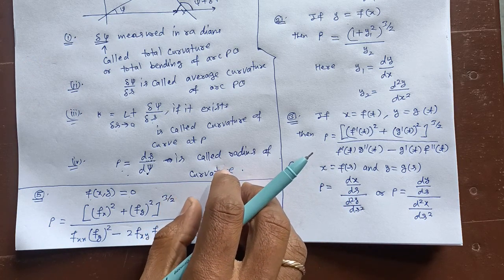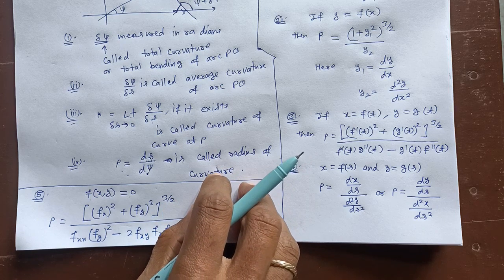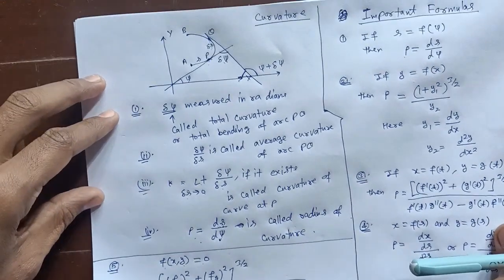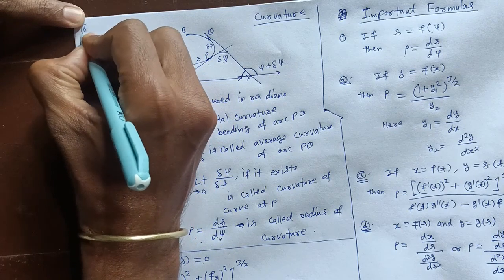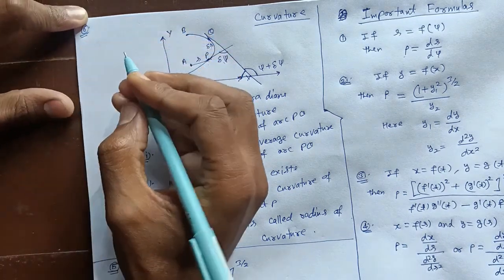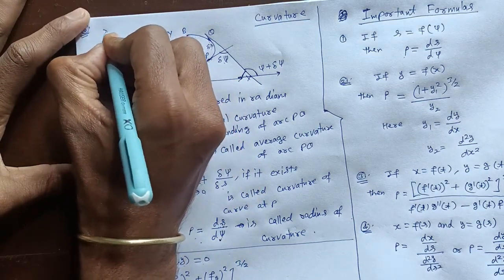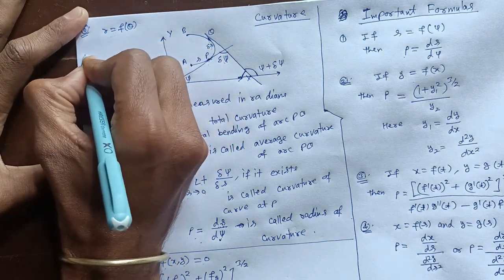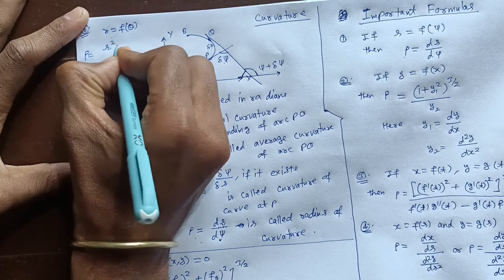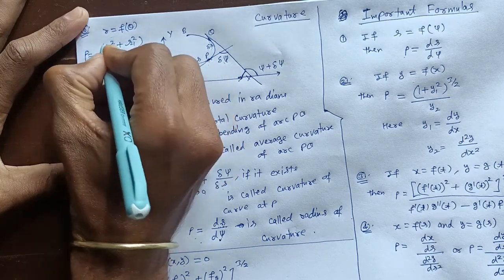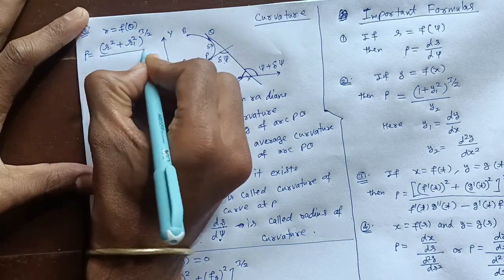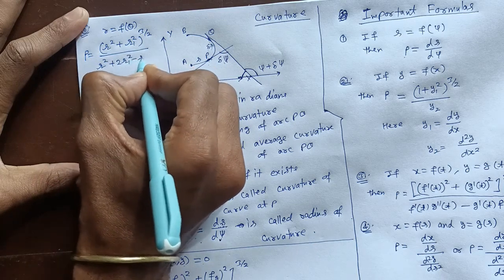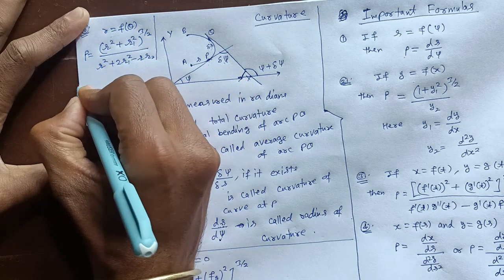And the sixth formula, I write it here. If the curve is given in polar form, meaning r is equal to f of theta, then the radius of curvature is (r square plus r1 square) whole power 3 by 2 upon (r square plus 2 r1 square minus r r2).